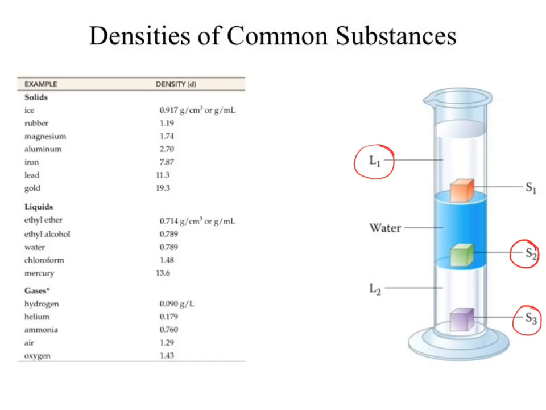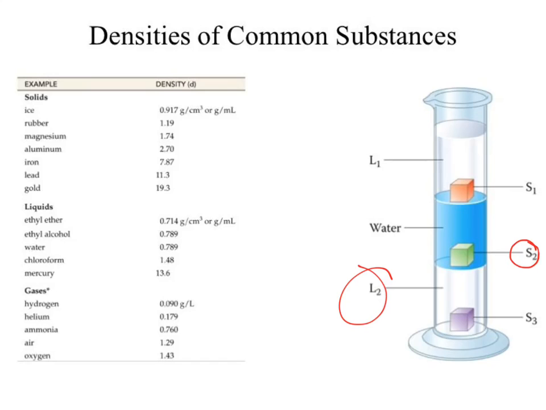S2. Higher density or lower density than L1? Higher density. Why? It's lower than it. S2 relative to L2. Why lower density? Because it's above L2. S2 has a lower density than L2, which is why it sits on the surface. It doesn't drop into it.